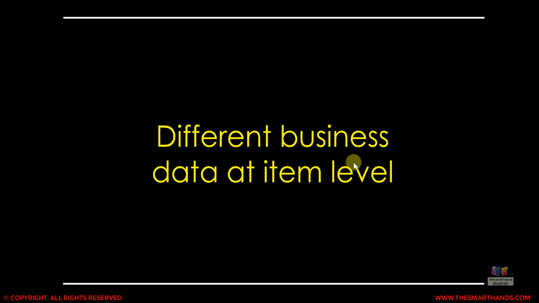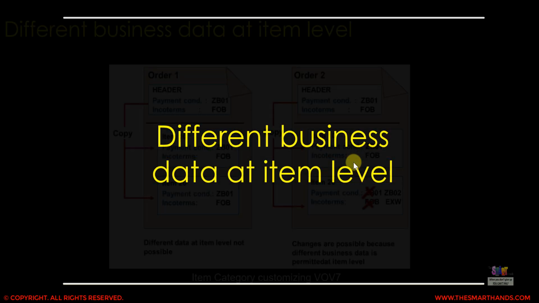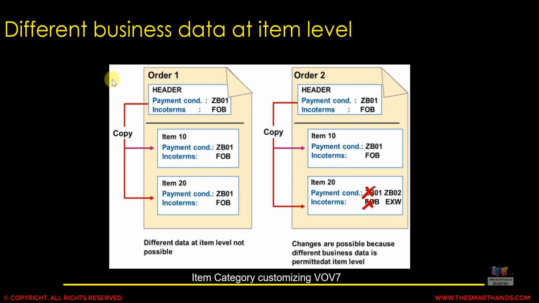Now we'll discuss different business data at item level. What that means is, as I just mentioned, that a lot of header data is copied to item data. For example, payment condition, Incoterms. In the header, that's coming from the business partner on the customer master, and that will be copied to the item. So item 10, item 20, item 30, doesn't matter how many items are there, all those header data is copied to the item level.